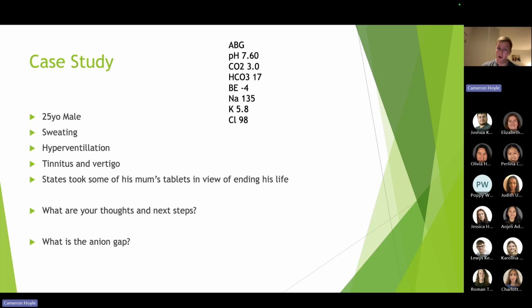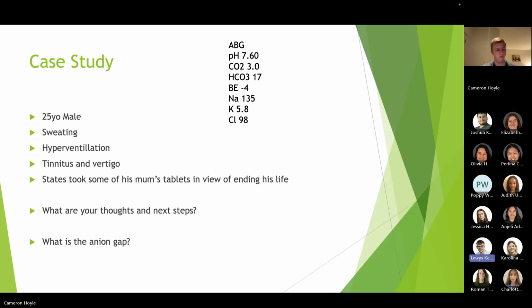So moving on, another case study. We've got a 25-year-old male this time. He's come in sweating, he's hyperventilating, he's got tinnitus, and he's complaining of vertigo as well. And he said he's taken some of his mum's tablets with a view of ending his life. I've popped the arterial blood gas up there. Anyone got any thoughts about what is going on? What drug is it? And anyone want to talk me through the ABG?